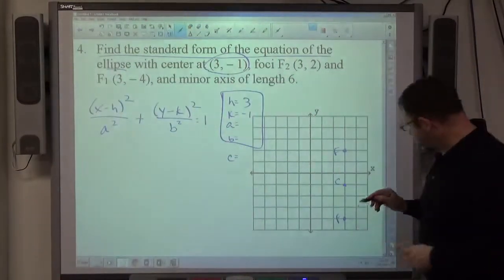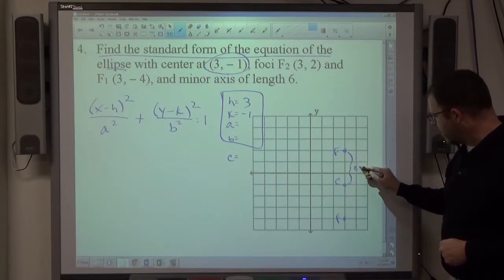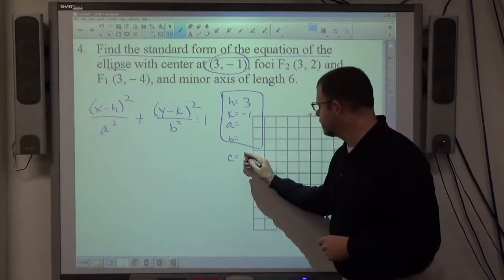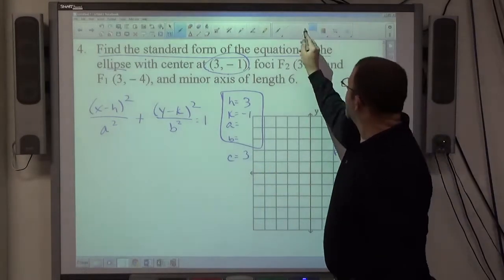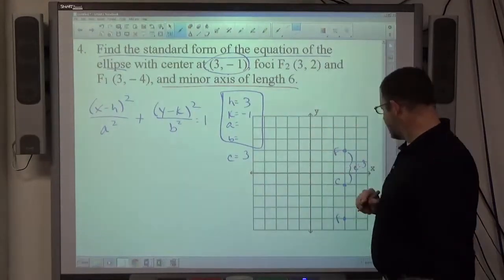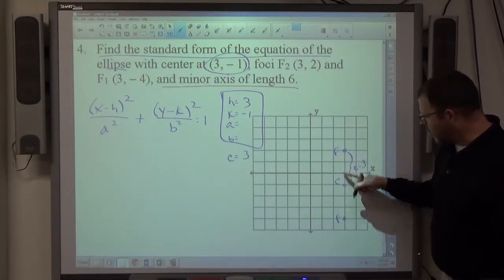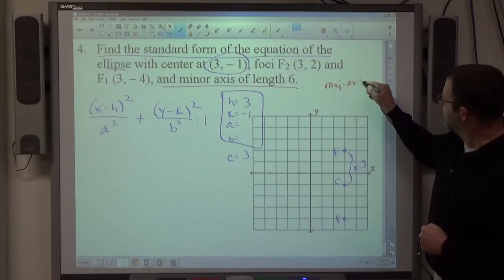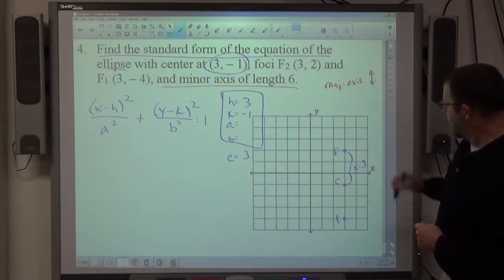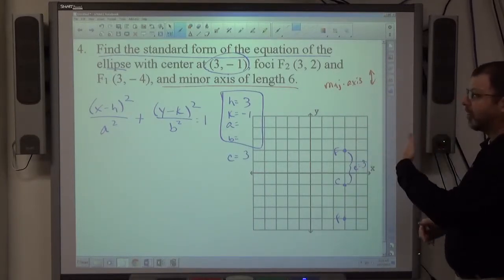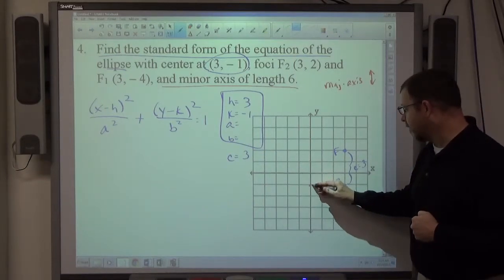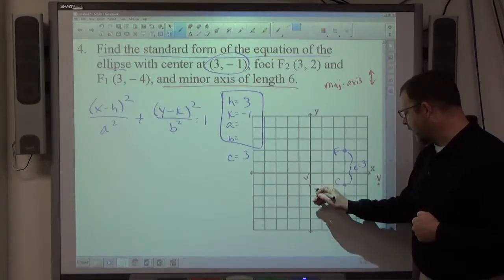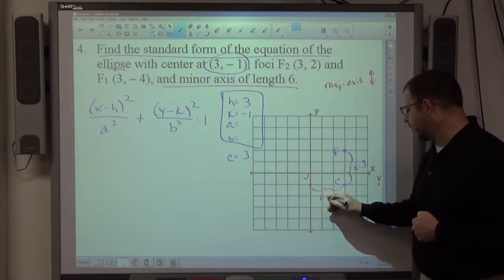I know that c is equal to 1, 2, 3, because I can see the focal length. The other information they give me is a minor axis of length 6. If the focal points are up and down, that makes the major axis vertical. Focal points always lie on the major axis. The minor axis is length 6. That means 1, 2, 3 to the left, and 1, 2, 3 to the right would be vertices. And the fact that vertices lie there tells me that a must equal 3 also.